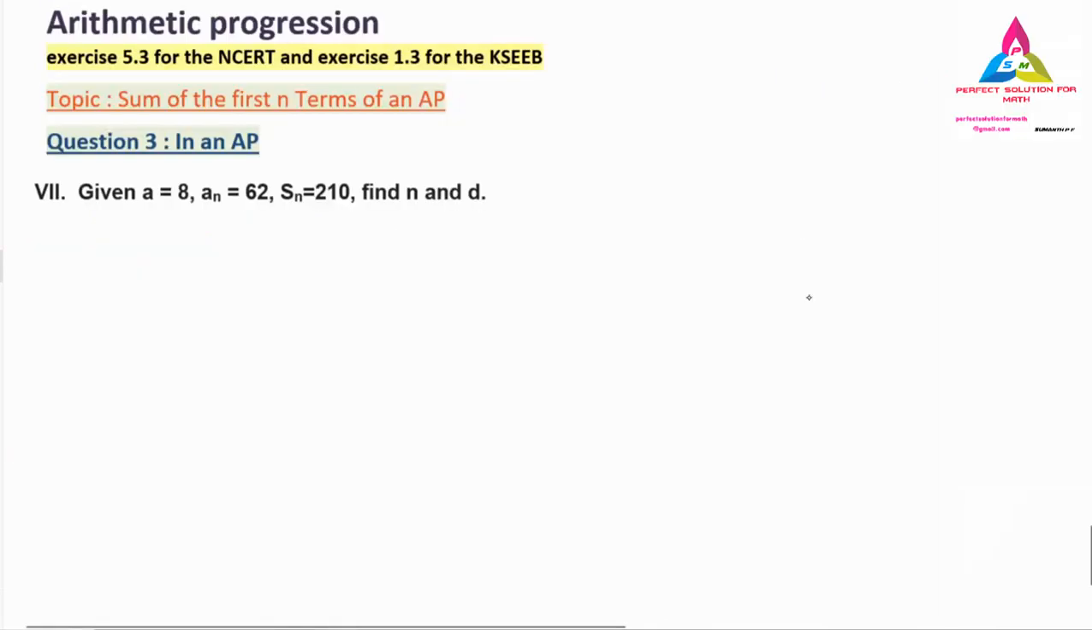Coming to the seventh question, here again if you see clearly, they have given the a value is 8, the an value is 62, the Sn value is 210, find n and d. They have asked to find two things, that is the n value and the d value. Just now we know how much difficulty we found in the sixth question to find the n value, lots of things you had to do, but in this case it is very easy.